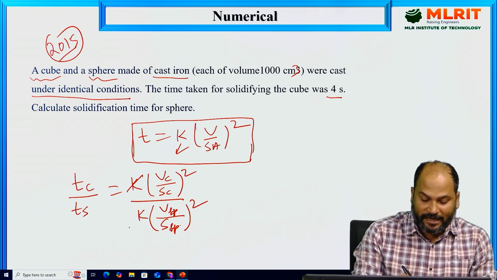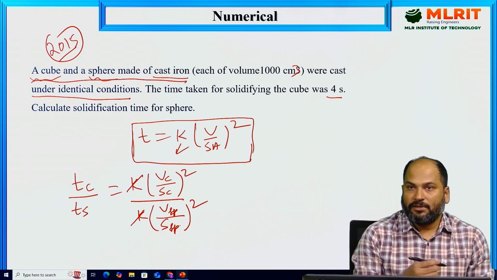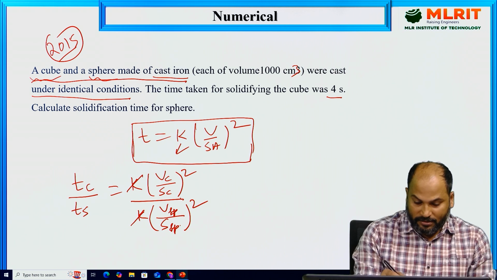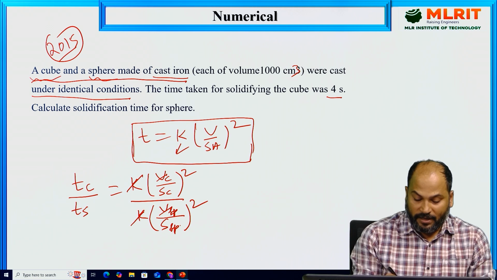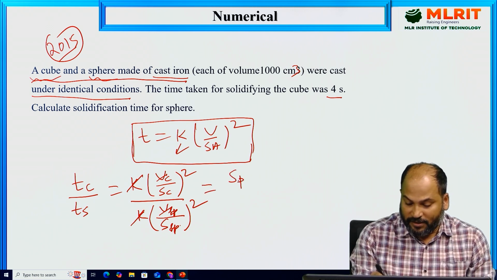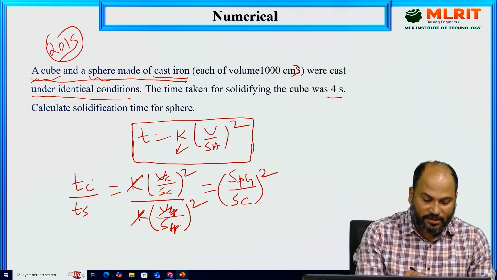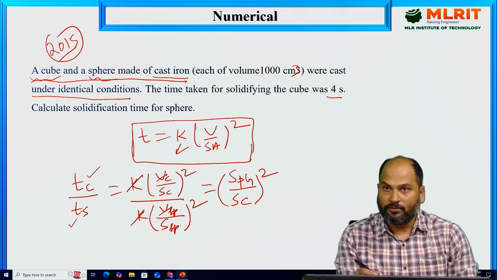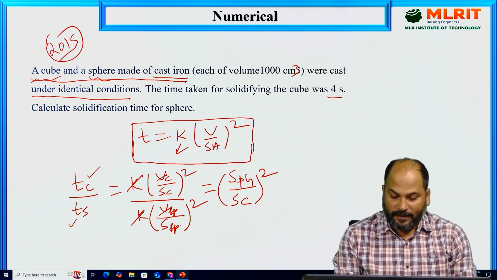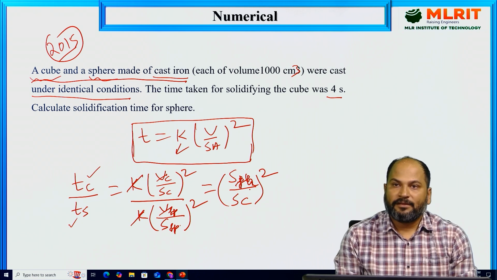Okay, so this k and k will be cancelled out because clearly it has been given that both are made of cast iron. So this constant will be cancelled out, and this volume also is the same. This Vc and this volume of the sphere are also the same, and this will go in the numerator. So finally this expression comes out as the surface area of the spherical casting upon the surface area of the cube, and whole square of this one. So this ratio Tc upon Ts is equal to the surface area of this spherical shape upon the surface area of this cubical casting.